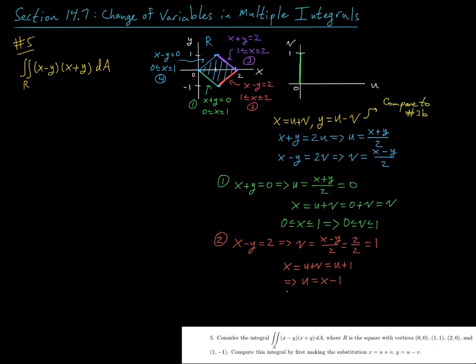And since x varies from 1 to 2 on the red edge, that would imply that u would vary from where to where? Well, if x were 1, u would equal 1 minus 1, which is 0.